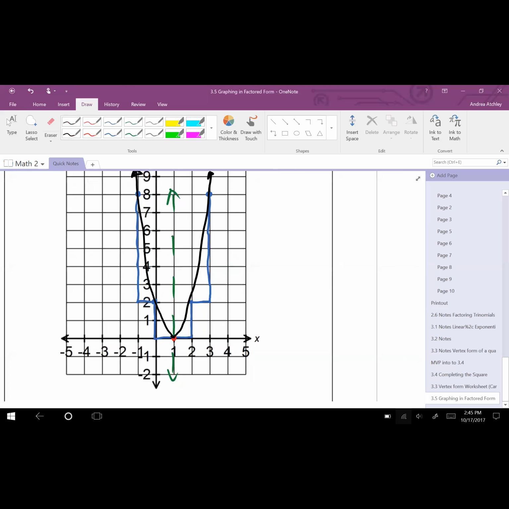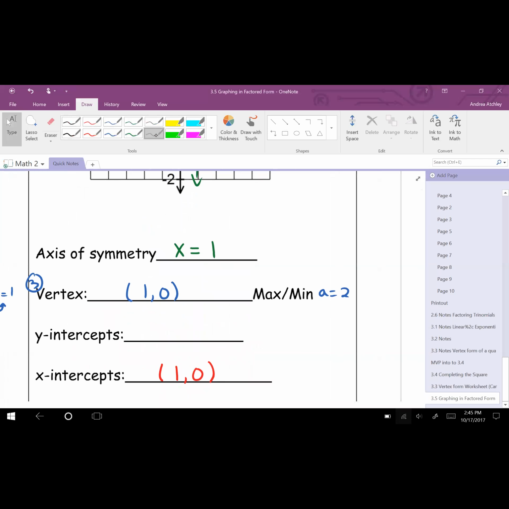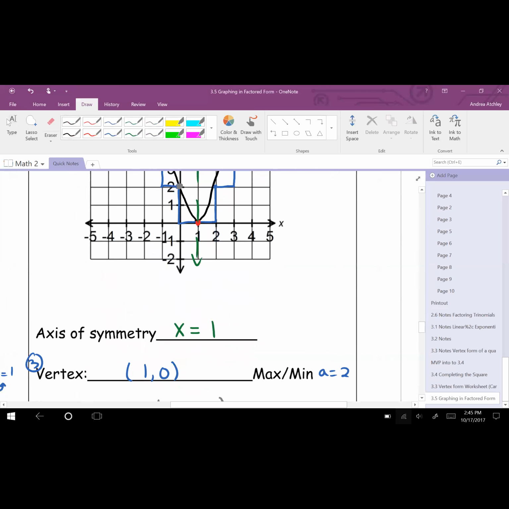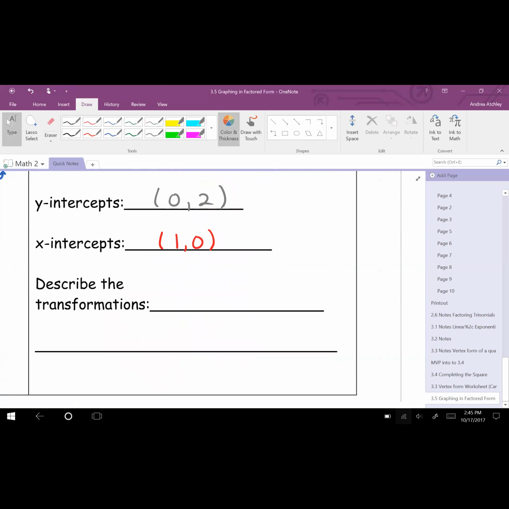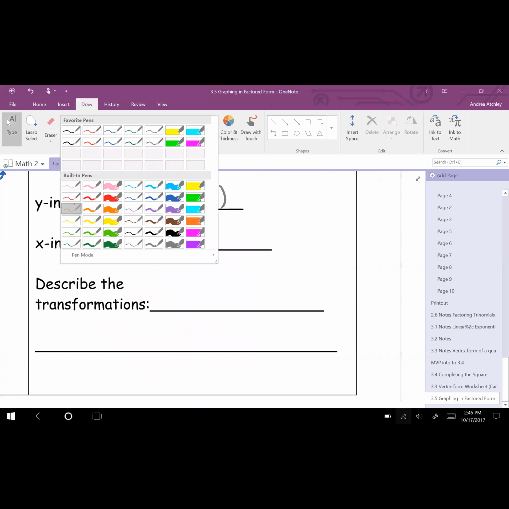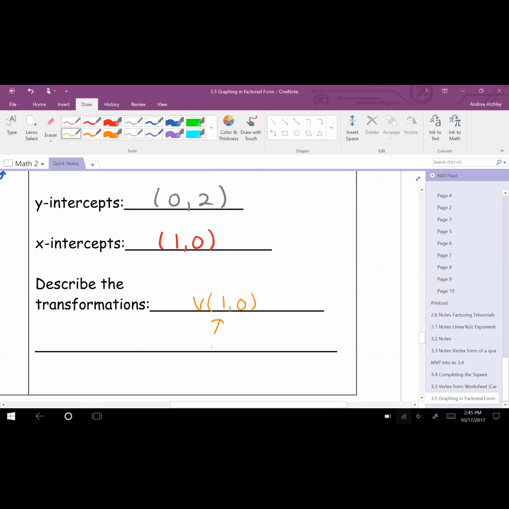And I can see my y-intercept very easily. 0 and 2, right here. And then my transformations. I went to the right one, and I didn't go up or down any. My A value is 2, so that's a stretch. Any questions over that? Okay.